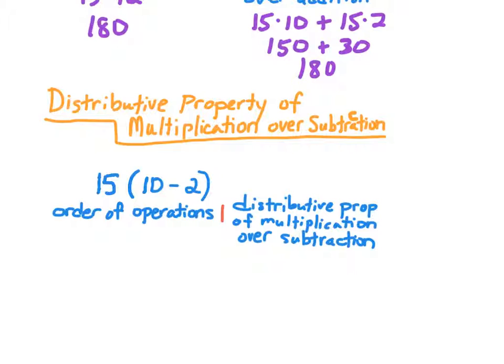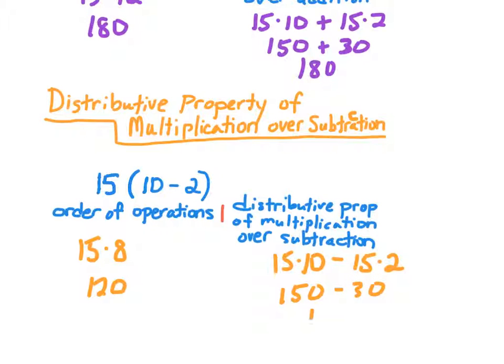So what do you think order of operations tells us to do here? Yes, Noah? It tells you to do 10 minus 2. So we go 15, this time 15 times 8, right? Which is 120. So that's 120. Now if I use the distributive property, 15 times 10 minus 15 times 2. 150 minus 30, I still get 120. All right? So your homework tonight, so let me stop this.